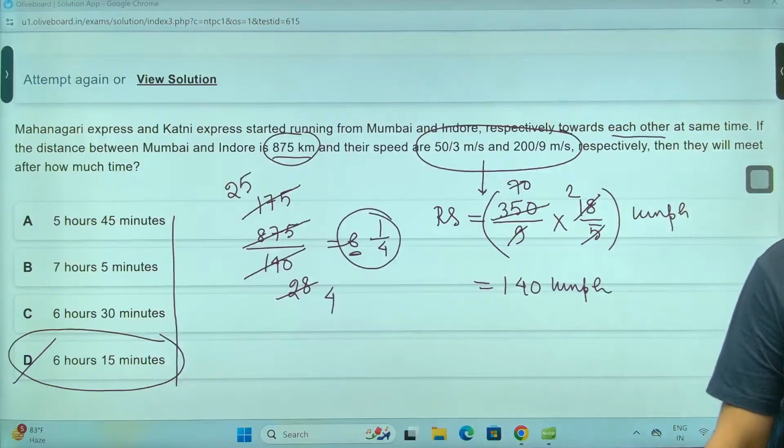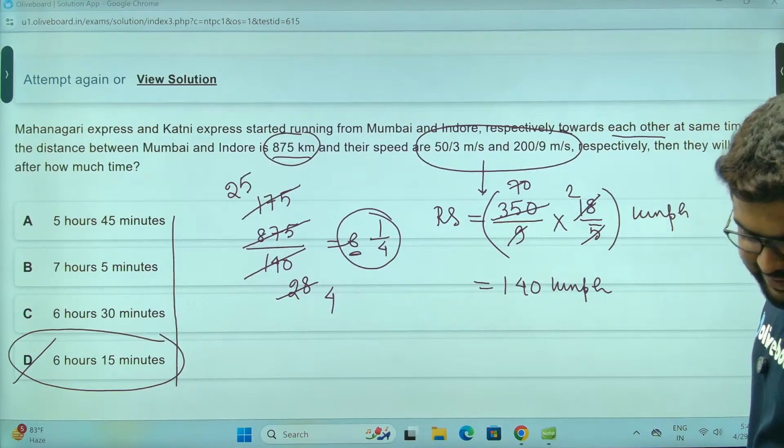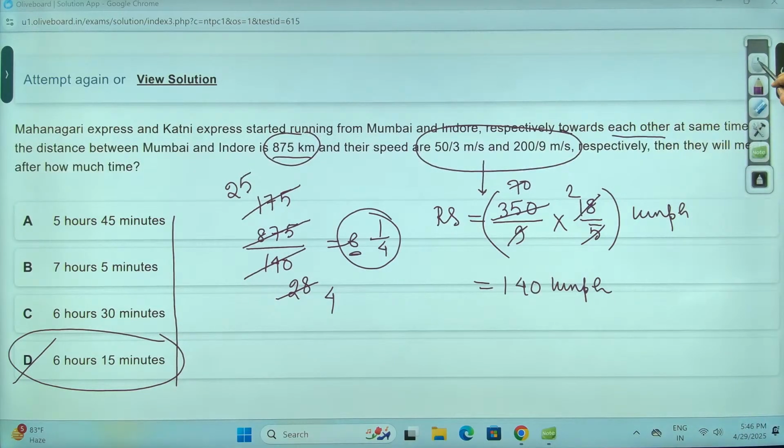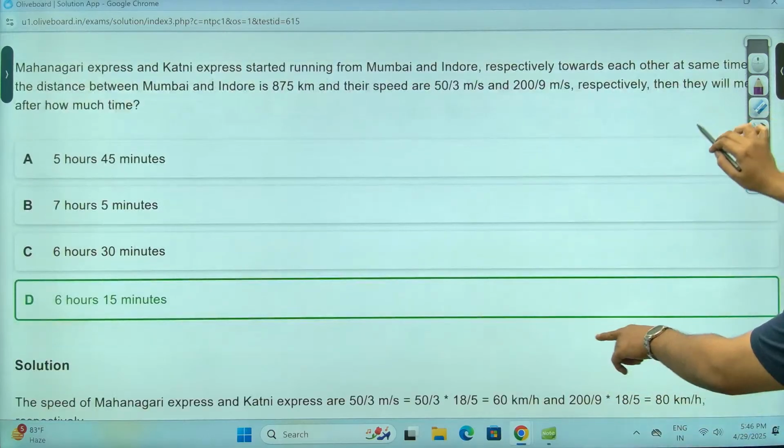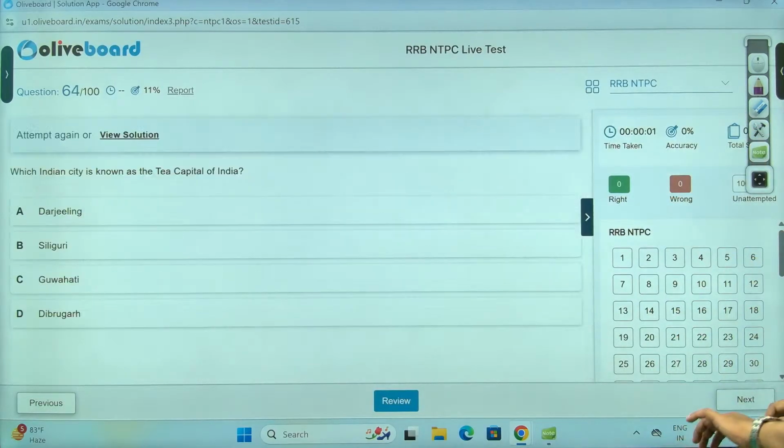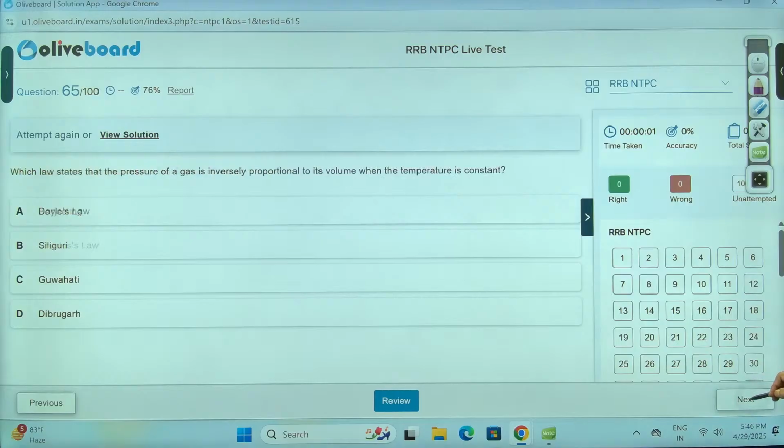Fine. Perfect. Lensing, yes, option D, brother. You are correct. Option D is most definitely the correct answer. Very, very simple.